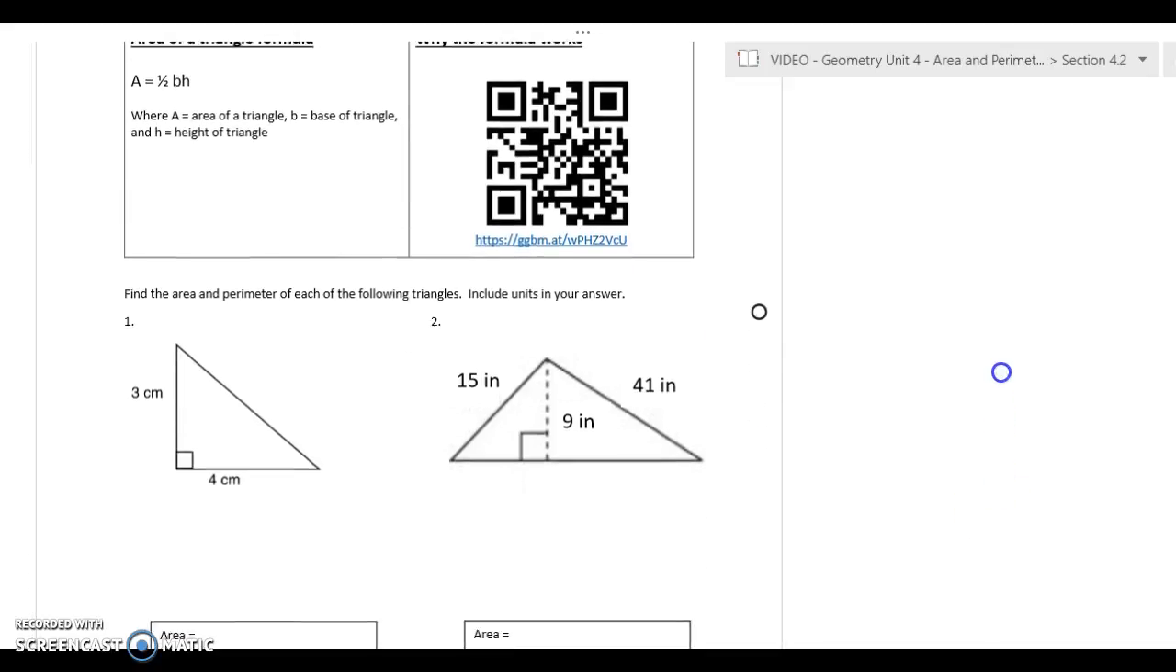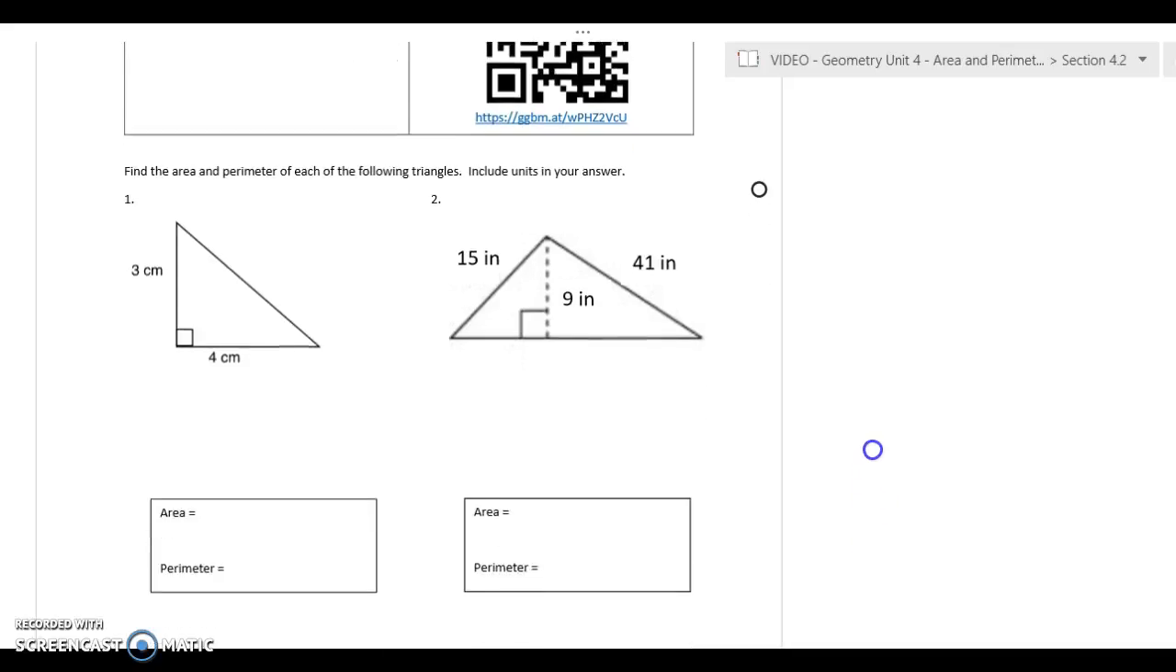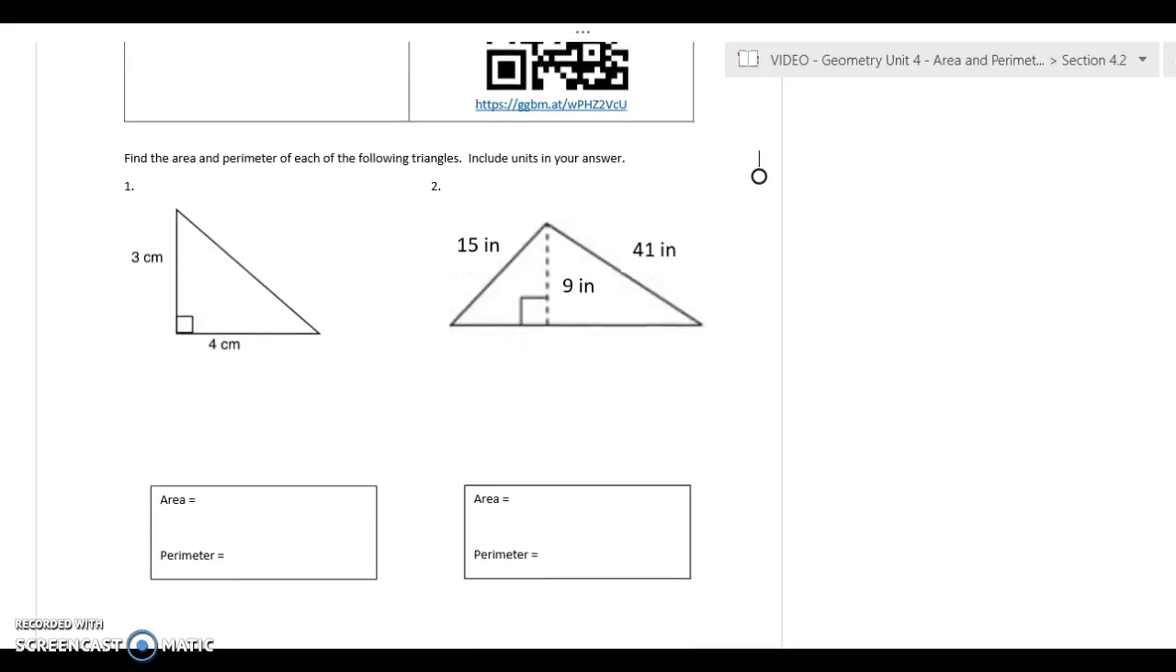Again, we need to have a right angle in order to make this work. And in number one, we already do. We have sides of 3 centimeters and 4 centimeters. So when I want to find the area of this triangle, I'm going to do 1/2 of 3 times 4, which is going to give me 6 centimeters squared.